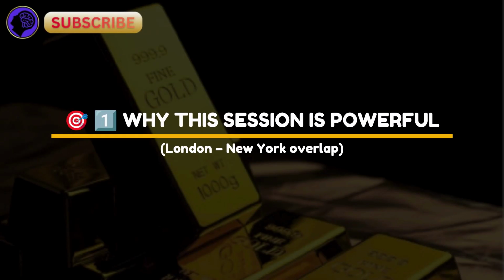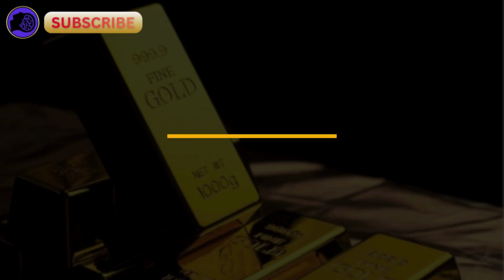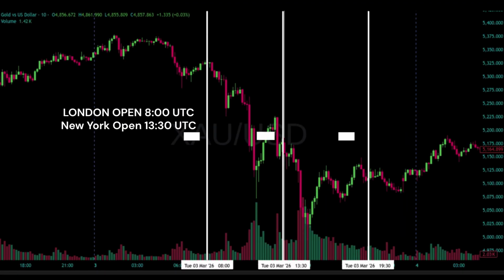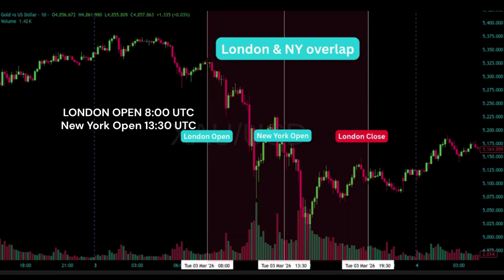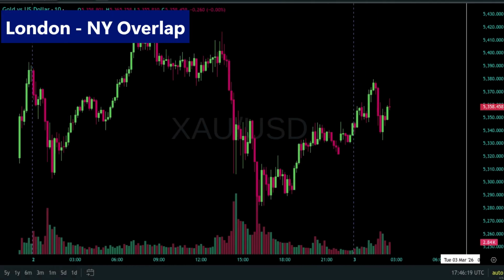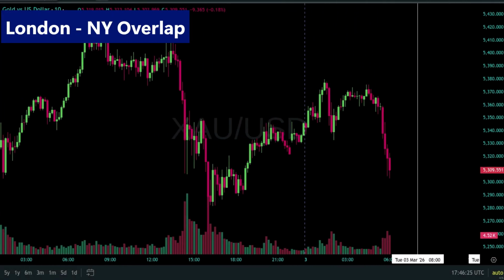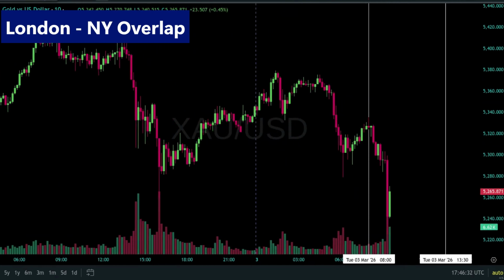Why this session is powerful. This is London-New York overlap. This is the time when two major markets are open together. Because of that, more traders are active. More traders means more volume. More volume means stronger moves.